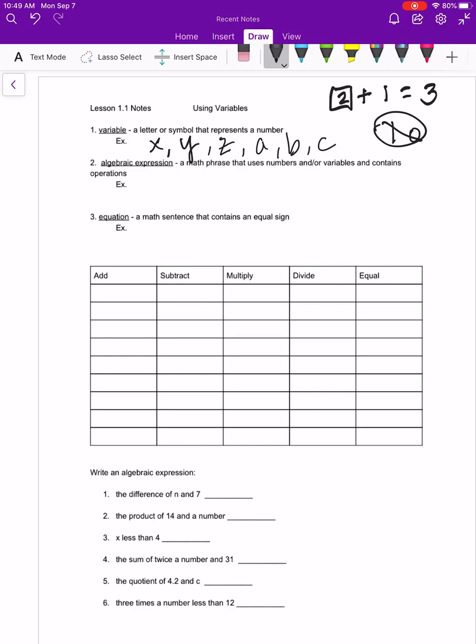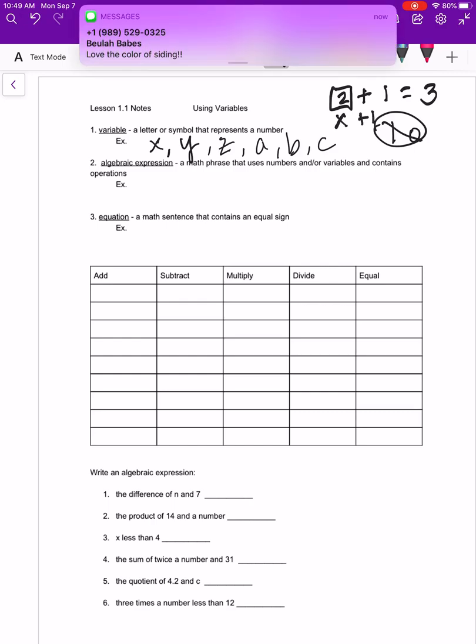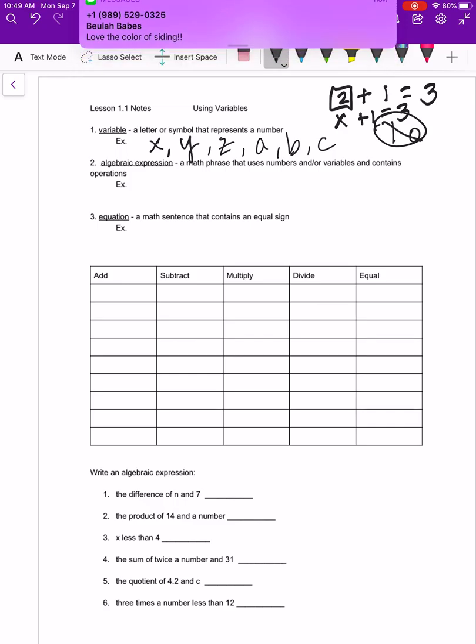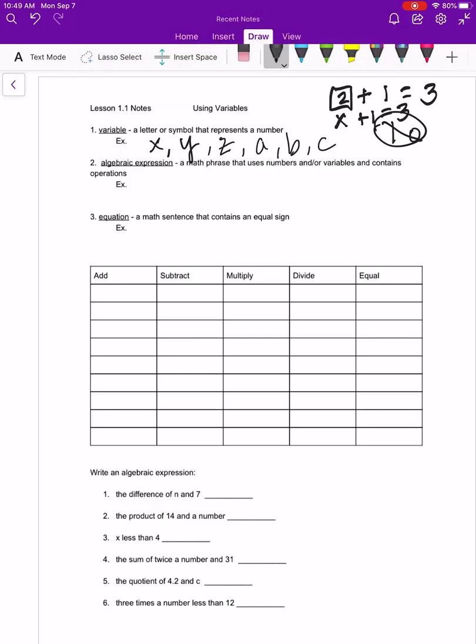And what we do instead is replace it with a variable. So we have X plus 1 equals 3. So again, nothing new there. You guys know that. All right, so let's talk about algebraic expressions.